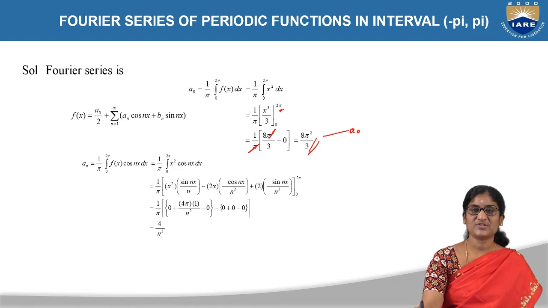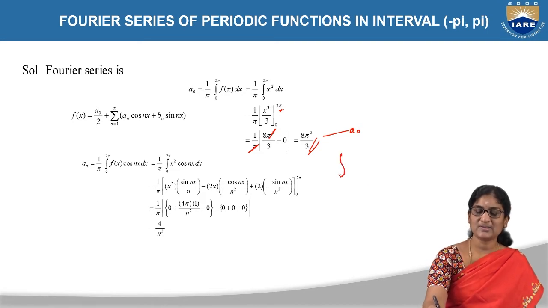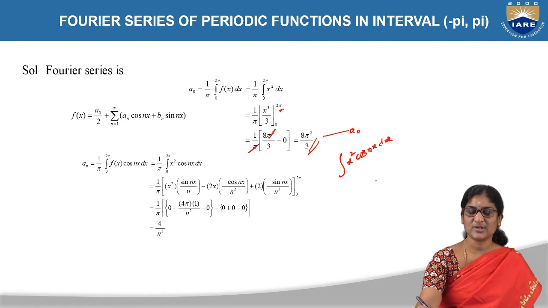Second Fourier coefficient an is equal to 1 by pi integral 0 to 2 pi f of x cos nx dx. There is a difference of cos nx from a naught to an. The function has to be multiplied with cos nx, and then we have to integrate it within the limit 0 to 2 pi. So integral of x square cos nx is the required integral that we need to get, and after getting the integral value we have to substitute the limit.